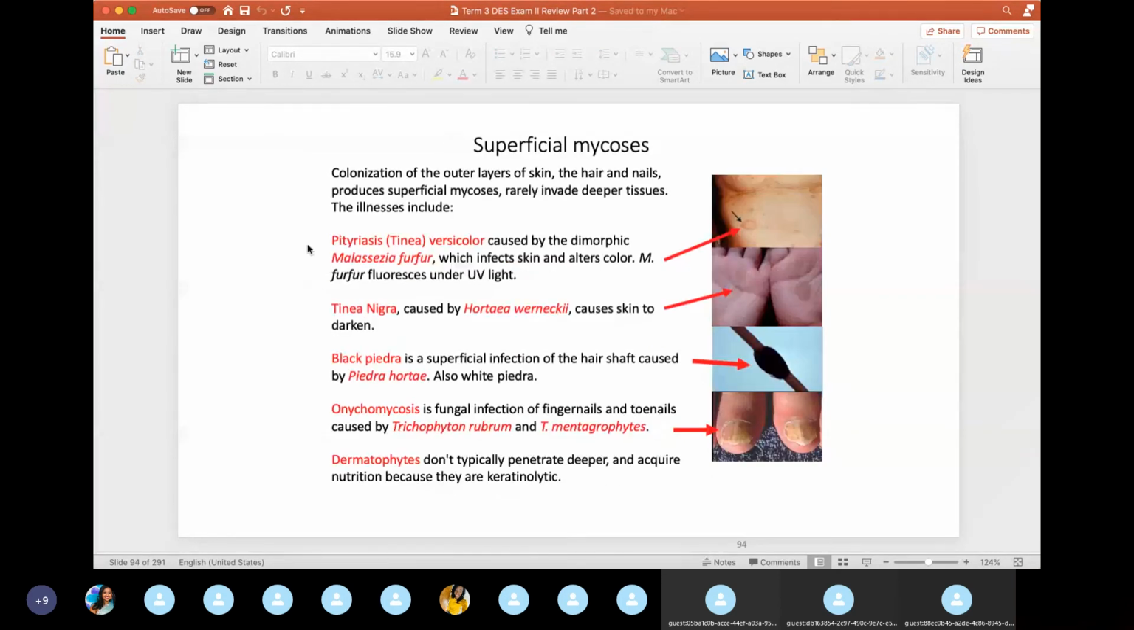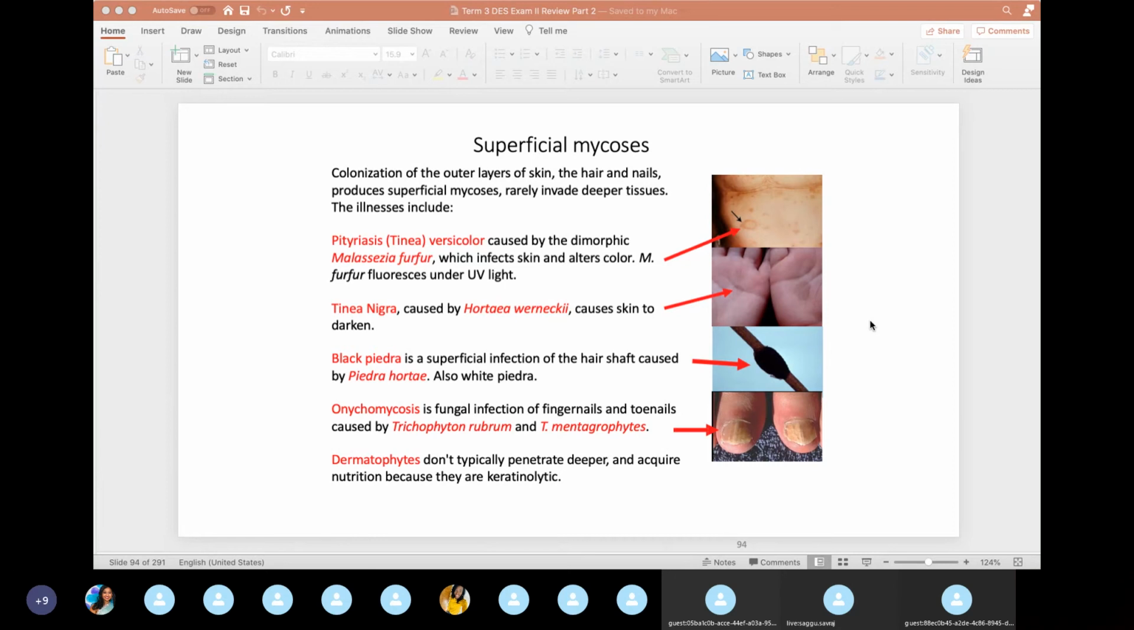Superficial mycoses. So you have Pityriasis versicolor, tinea versicolor, caused by what? Malassezia furfur. How does it look on the skin if you have an infection of these? Is it usually hypopigmented? Actually, both hyperpigmented and hypopigmented.